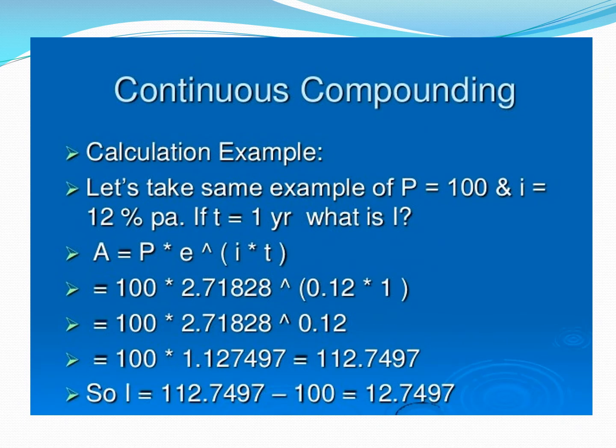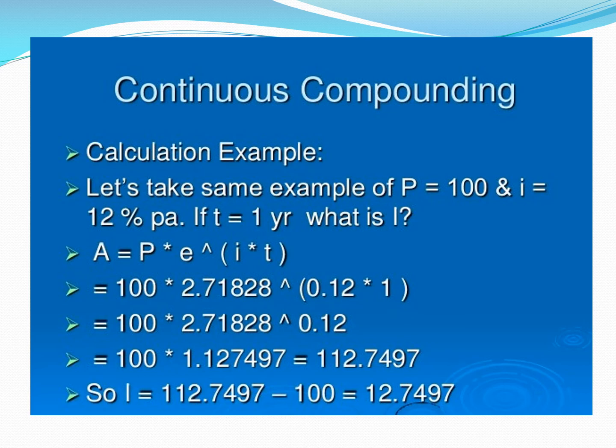Let's take an example. The same example: principal amount is 100 rupees and the rate of interest is 12% per annum. If t equal to 1 year, then what is the interest in 1 year? The formula: amount equal to P into e power of I into t. Therefore, 100 into 2.71828 power of 0.12 into 1. Simplify that: 100 into 1.127497 equal to 112.7497 rupees.